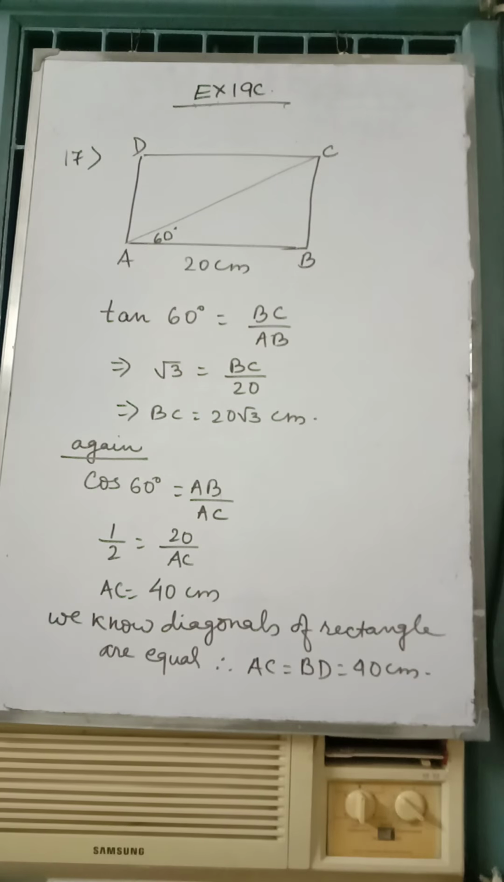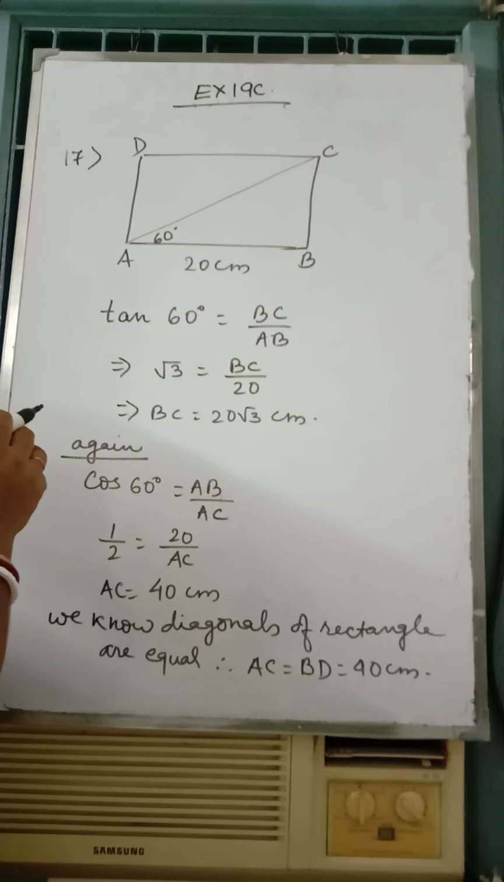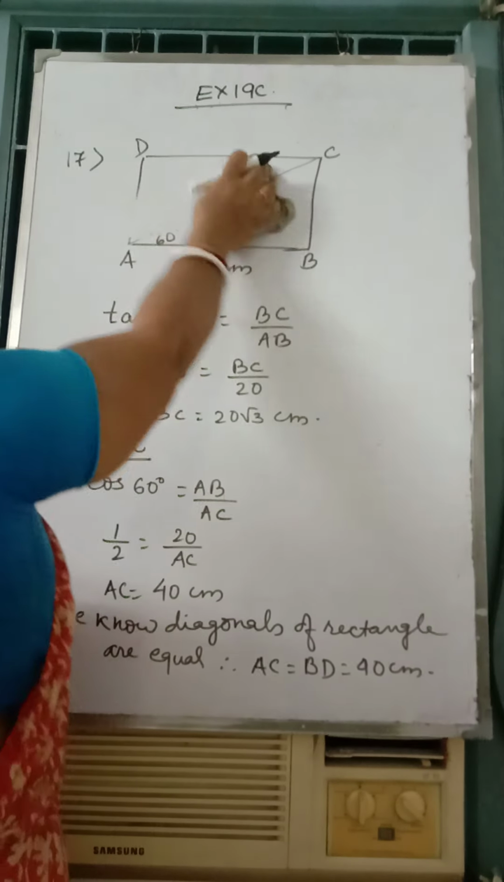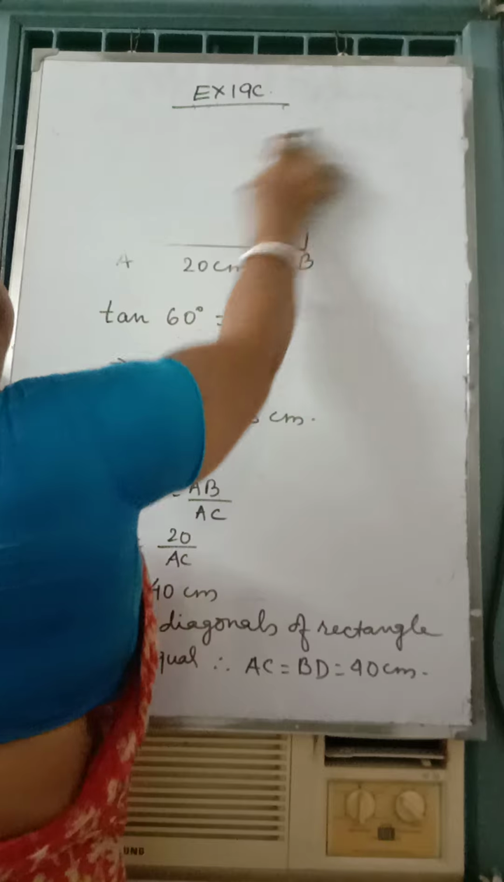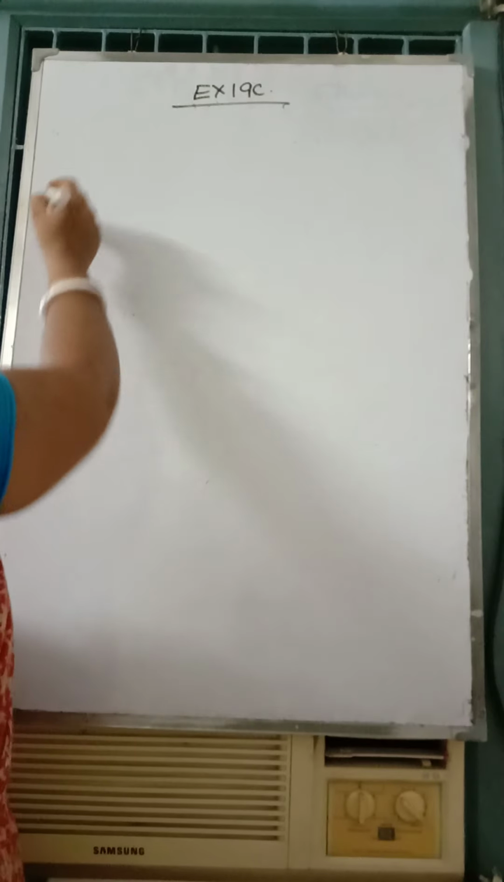Question number 19, it says an electric pole is 10 meter high. A steel wire tied to top of the pole is affixed at a point to the ground. Keep the pole upright. If the steel wire makes an angle of 45 degree with the horizontal through the foot of the pole, find the length of steel wire. Number 19, already they have given the figure. Question number 19.